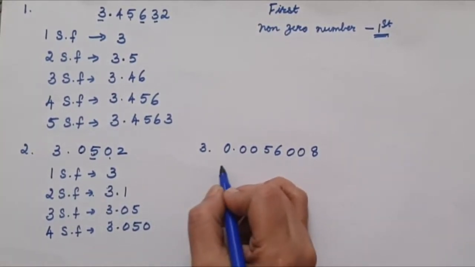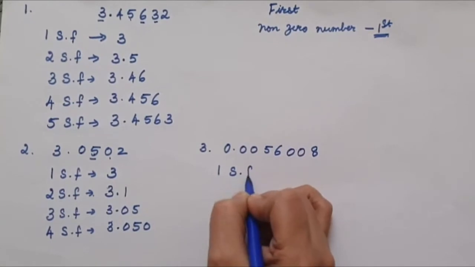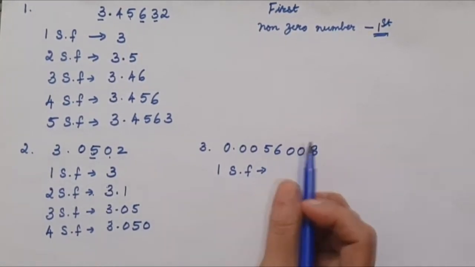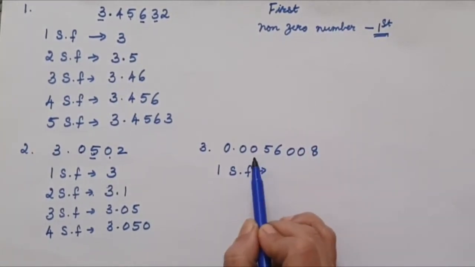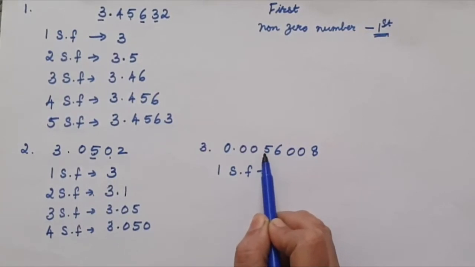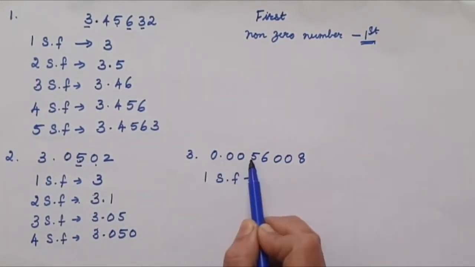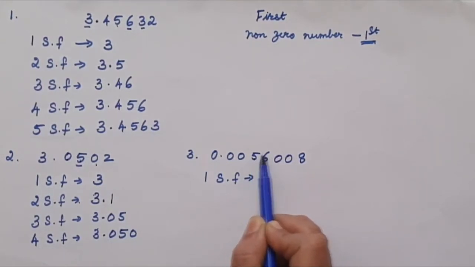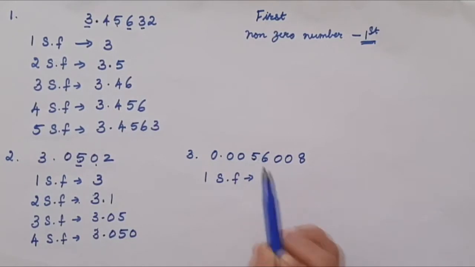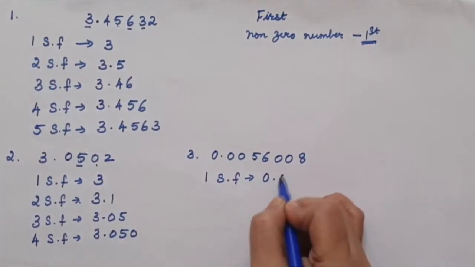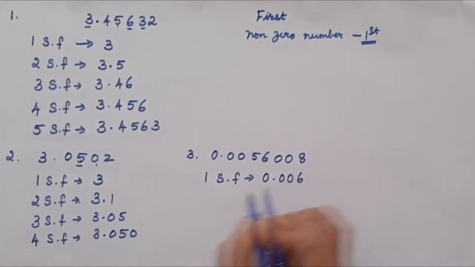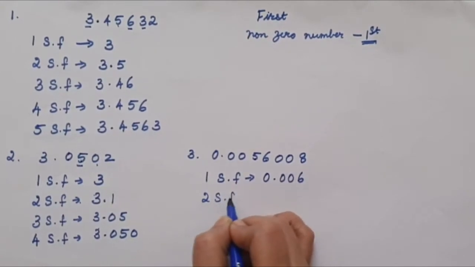Now suppose they ask us to write the number to one significant figure. As we have seen already, the first non-zero number is the first significant figure. So here we take our 5. This is the first non-zero number, so 5 is our first significant figure. We look at the next number, which is a 6, so we add 1 to this. So it becomes 0.006.